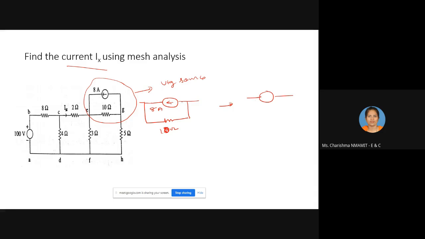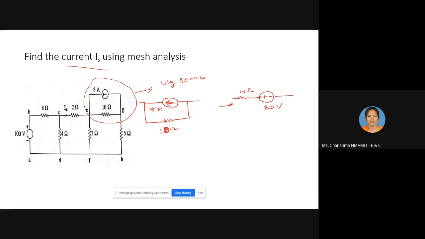What about the polarity? You look into the direction of this current source here. This end will be plus, this end will be minus. So what is the value? It is 8 into 10, 80 volt, in series with 10 ohm. The 10 ohm you can write here, or you can write it after the 80 volt voltage source. So the first step is you convert this current source into a voltage source.